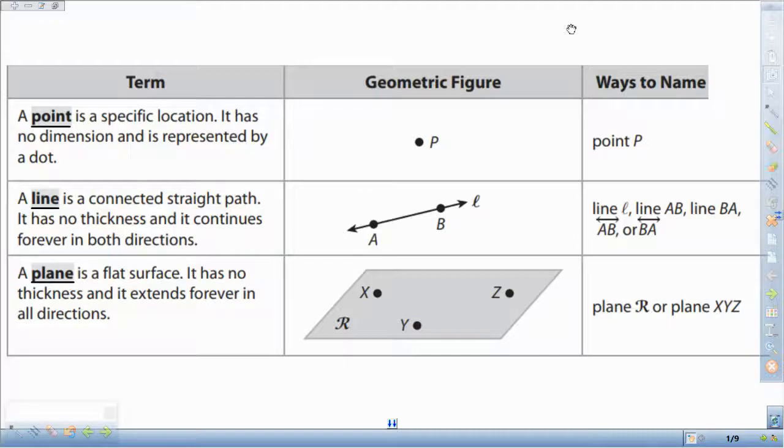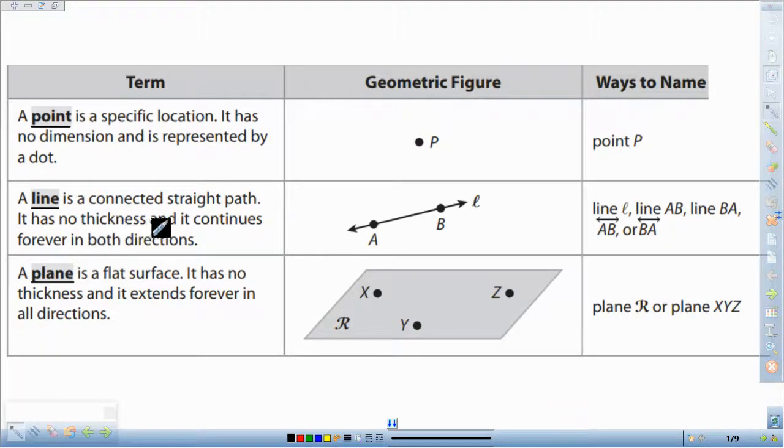First thing we have here is a point. It says a point is a specific location. It has no dimension and is represented by a dot. Pretty straightforward. A point, it's a dot. The way of naming your point is literally that: if we have a P next to it, it's point P. If there's an A next to it, it's point A. Easy enough.